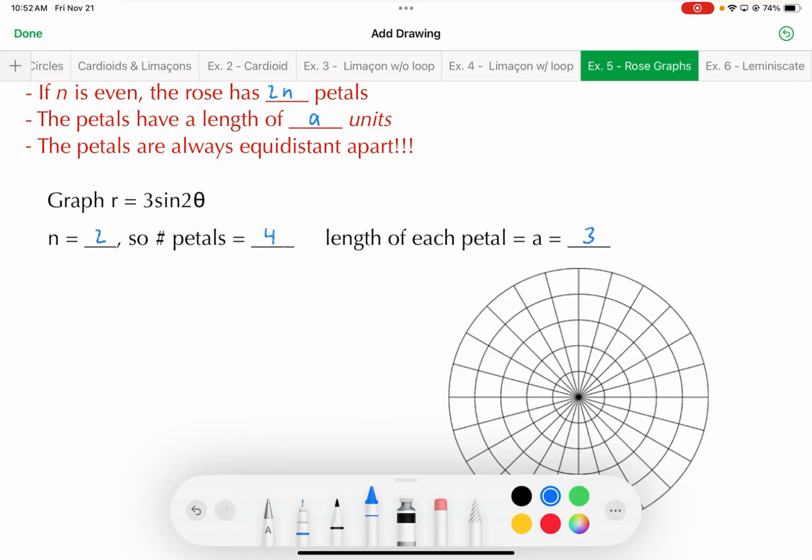So let's do some first quadrant angles. I'm going to do those in blue. So let's start with 0. So that's going to be 3 times sine of 2 times 0, or that's just 3 times sine of 0, which is 0. So you get a point right away at the pole.